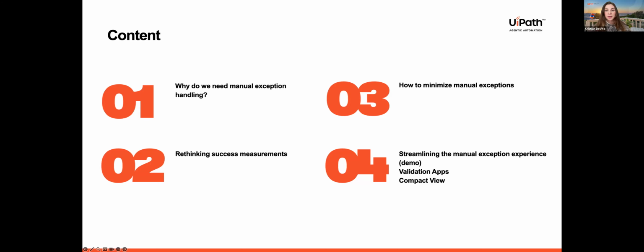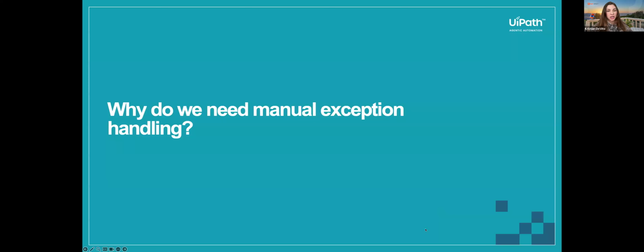And then we're going to show two demos of ways that we handle the human in the loop experience here at UiPath with both our validation apps and Compact View, which are relatively new views within Validation Station that we are going to be showing you today for ways that you can integrate this human in the loop experience. So with that, why do we need manual exception handling? We'll go ahead and jump into the first topic point.